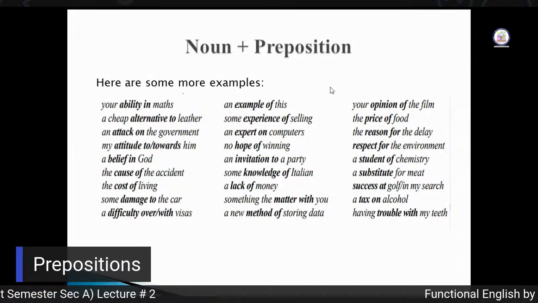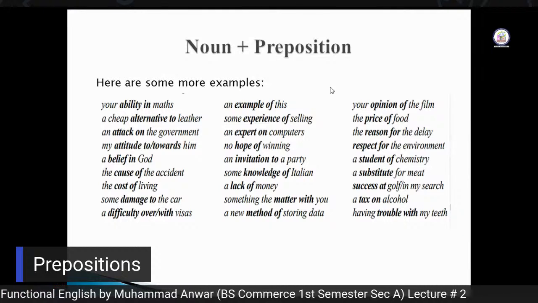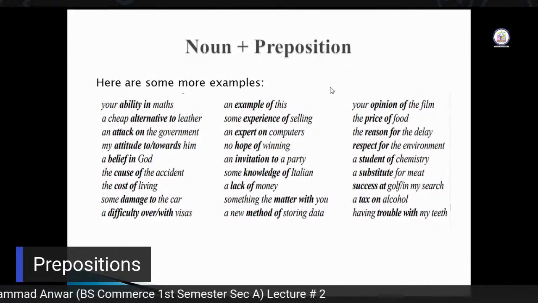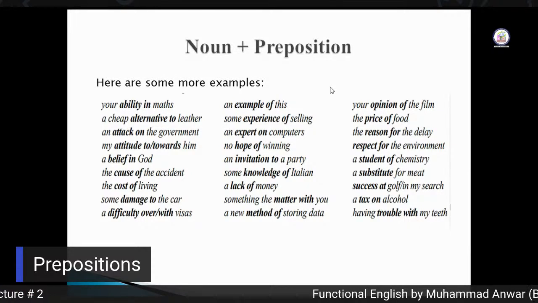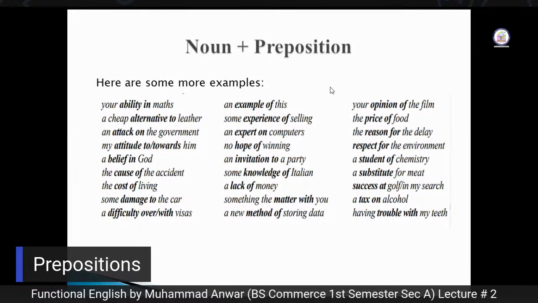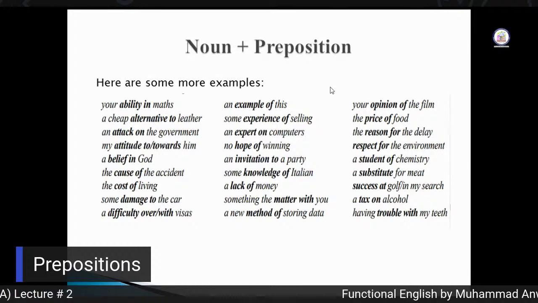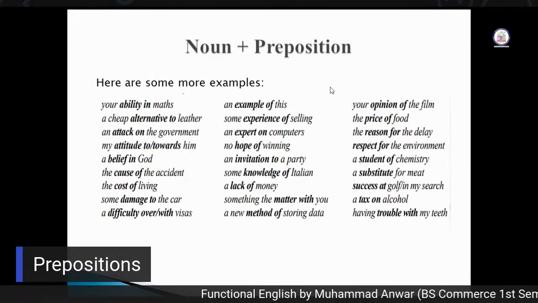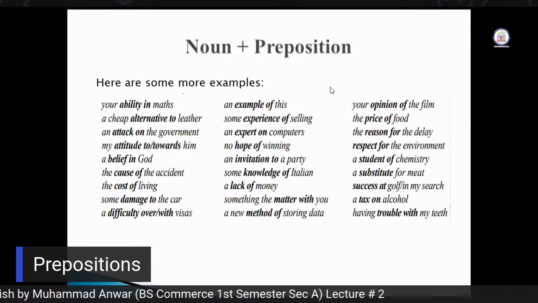Experience के साथ भी of लगेगा. Expert on computers. An expert on computers, not in computers. Hope of winning होगा. Hope to win नहीं होगा, ना ही hope in winning होगा. Invitation to a party होगा. Knowledge of Italian होगा. Lack of money. Matter with you. Method of storing data होगा. Your opinion of the firm. Opinion के साथ of लगेगा. Price of food. The reason for the delay. Reason के साथ for लगेगा.